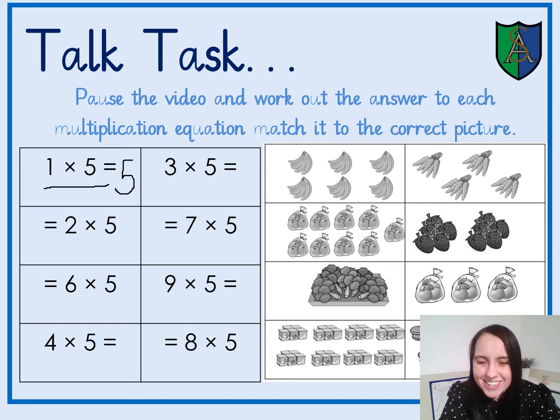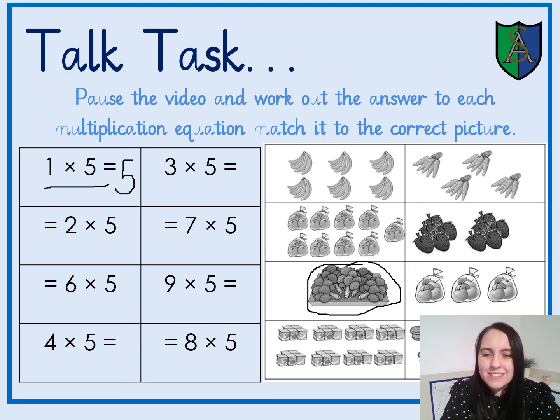Well done. If you've spotted that, it is the broccoli. And the reason for this is because there is 1 broccoli there, 2 broccoli there, 3, 4 and 5. So that represents our answer in our multiplication equation. 1 times 5 equals 5, and the picture is showing that for us.